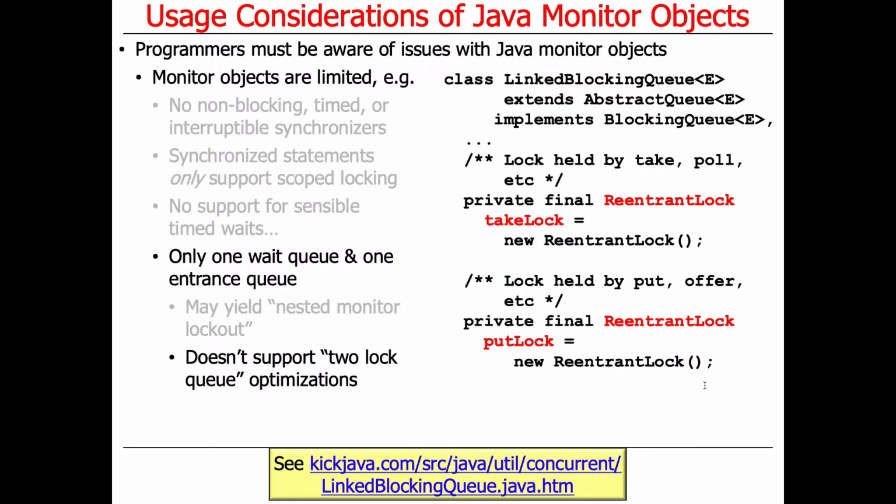You also can't support the two-lock optimization type of thing we talked about, which you'll find if you take a look at the LinkedBlockingQueue. If you take a look at LinkedBlockingQueue, which is this other implementation of a blocking queue that's part of the Java class library, you'll see that they do this clever optimization for locks that are taking things versus locks that are putting things. And they distinguish them so that things are faster.